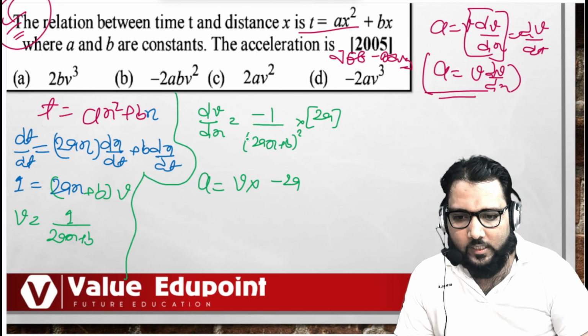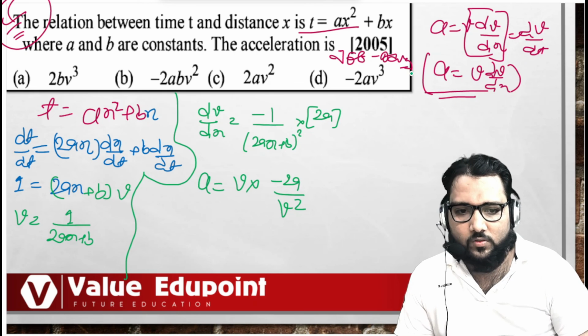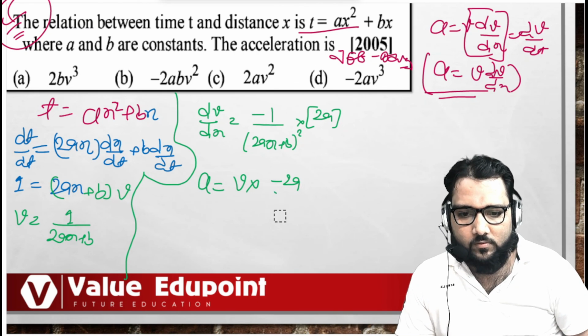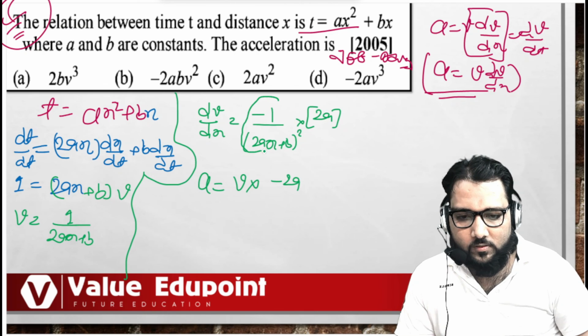Guys, look at this expression, okay. We can write down this expression as minus, and we can write down this expression as v square. Okay, when you solve this, this will be minus 2a v cube.